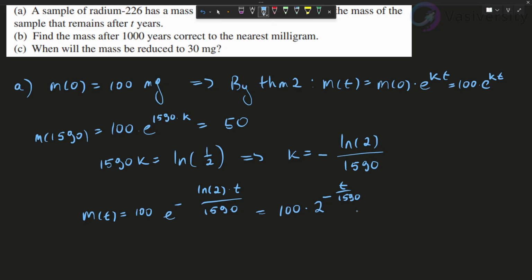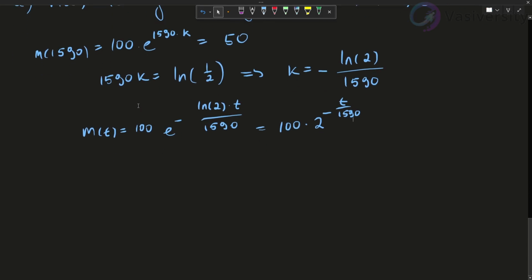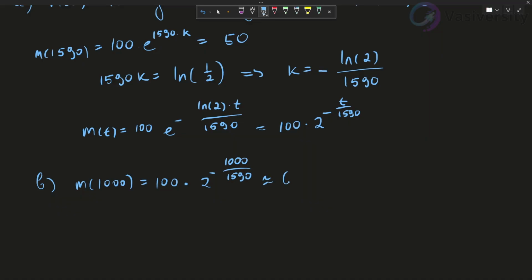So part B, find the mass after 1,000 years. So m of 1,000 is going to be 100 times e to the, actually, I'm going to use 2 to the negative 1,000 over 1,590. So that's going to be about 65 milligrams.